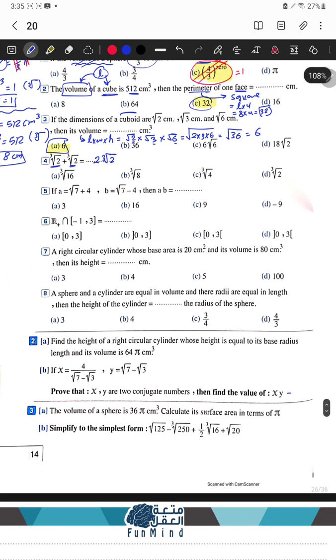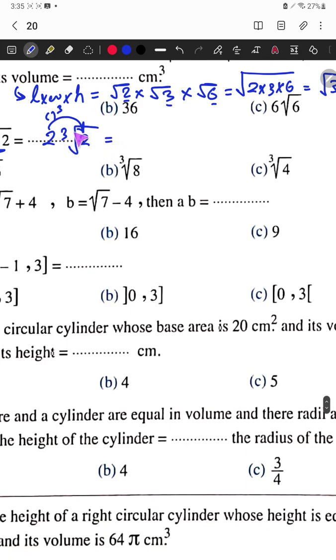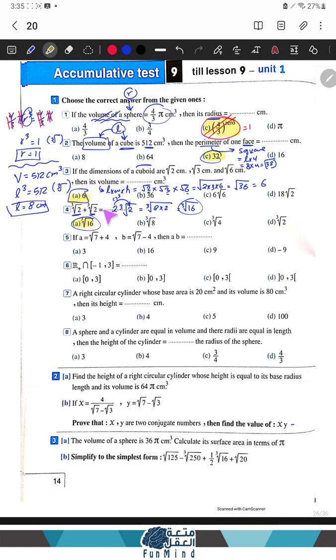But if you search for cubic root 2 in these choices, you will not find the answer. But you can simplify, or change the form of this answer, to get one of the choices. Like you can bring the 2 inside the cubic root by powering it to 3. So 2 power 3 equals 2 times 2 times 2 equals 8. Then 8 times 2 inside the cubic root equals 16. So now it's cubic root of 16, and this is the first choice.